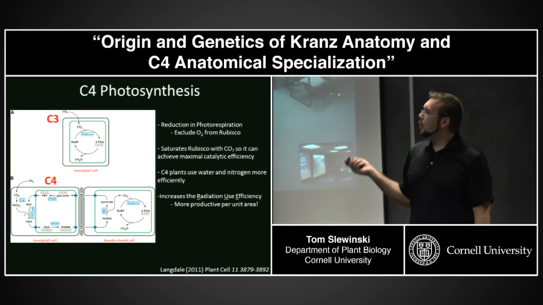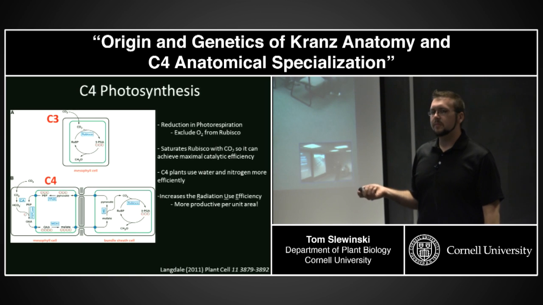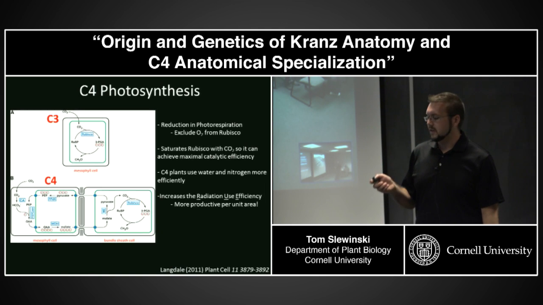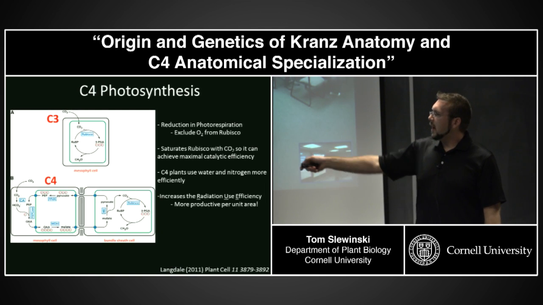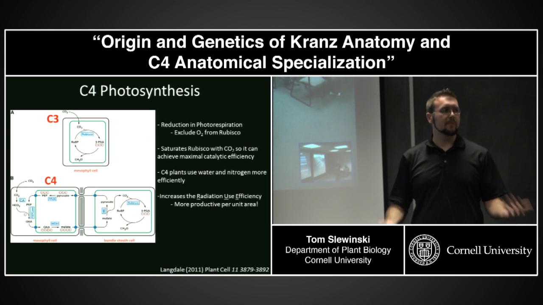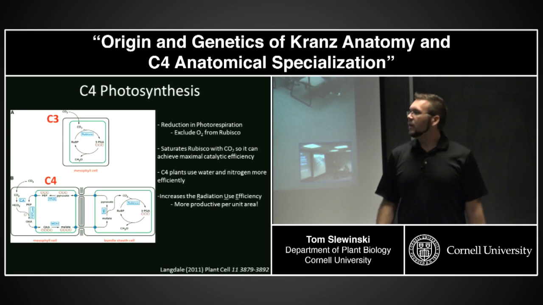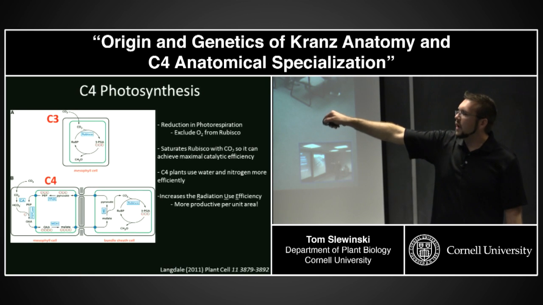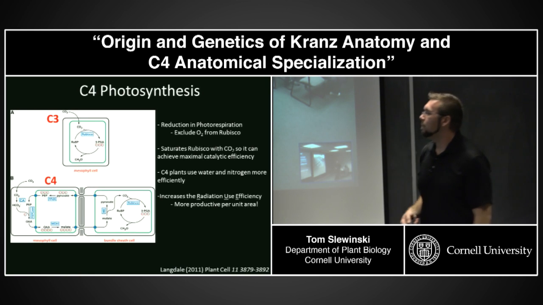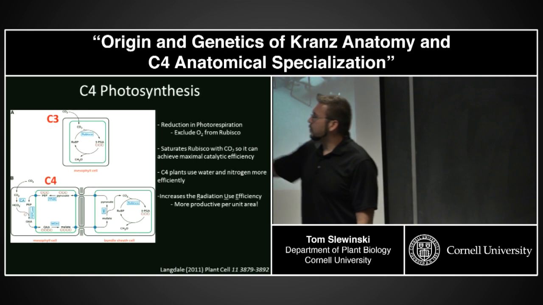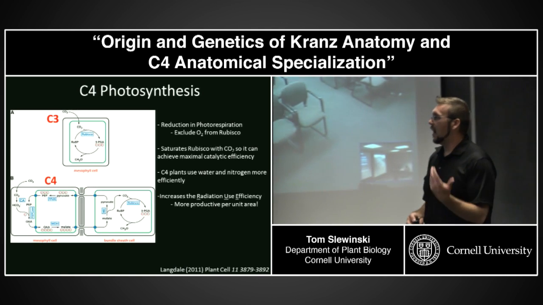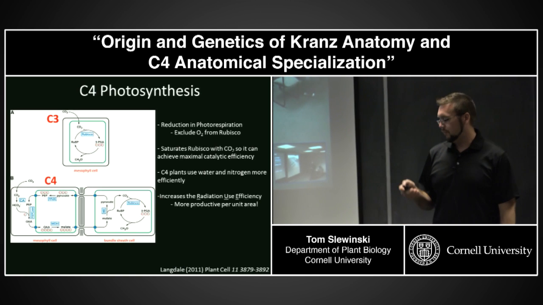And C4 plants are more water and nitrogen efficient because they're more efficient at using CO2. They're more nitrogen efficient because a lot of nitrogen in the cell is tied up in rubisco, because it takes a lot of rubisco to perform photosynthesis. So if you don't have to use as much rubisco, your nitrogen use efficiency goes up. And overall, it increases radiation use efficiency per unit area. And this is what we're looking after as far as engineering C4.